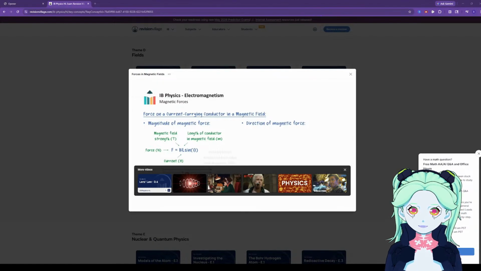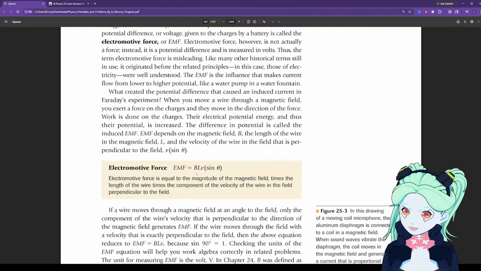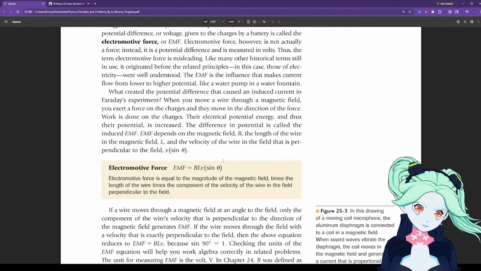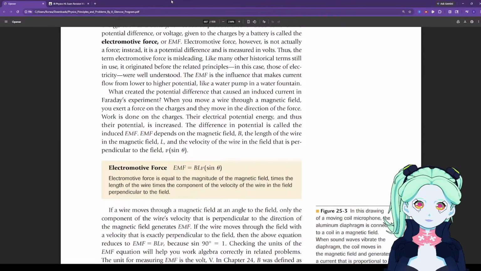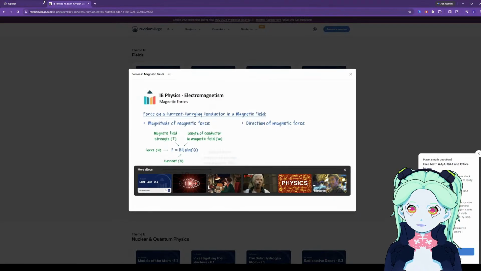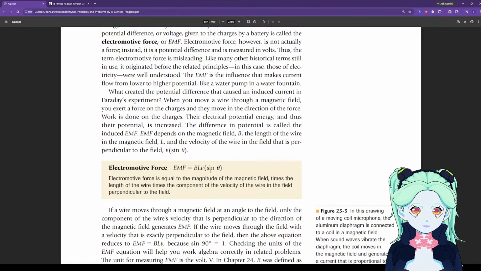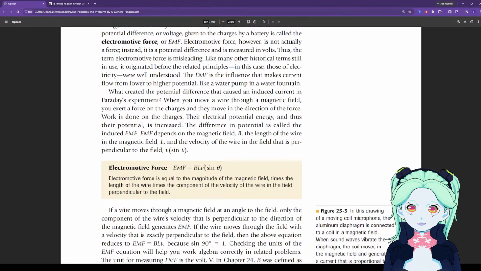So this is BIL sine theta. Ah, this is BLV sine theta. So there's a difference between this and this. Anyways, electromotive force, EMF, equals BLV sine theta. Electromotive force is equal to the magnitude of the magnetic field times the length of the wire times the component of the velocity of the wire in the field perpendicular to the field.